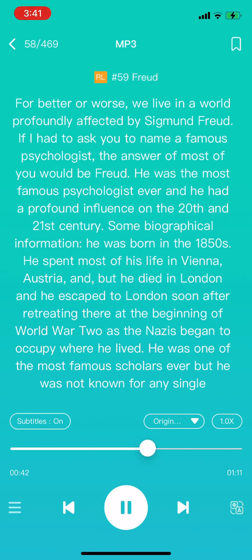He's one of the most famous scholars ever, but he's not known for any single discovery. Instead, he's known for the development of an encompassing theory of mind, one that he developed over the span of many decades. He was, in his time, extremely well known, a celebrity, recognized on the street. And throughout his life, he was a man of extraordinary energy and productivity, in part because he was a very serious cocaine addict, but also just in general, he was just a high-energy sort of person.